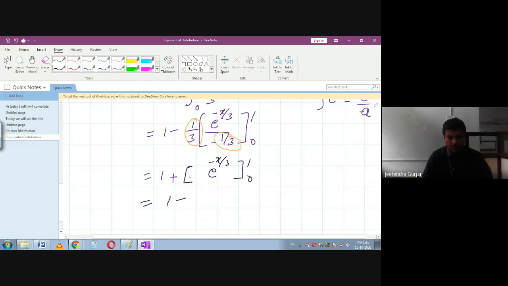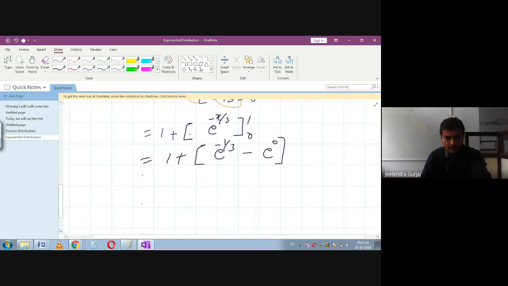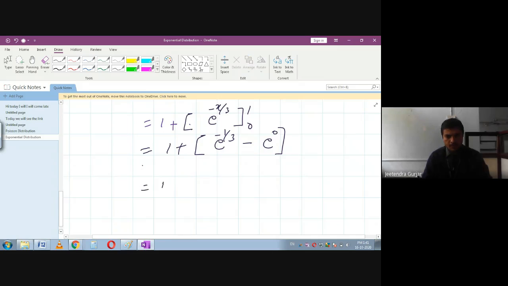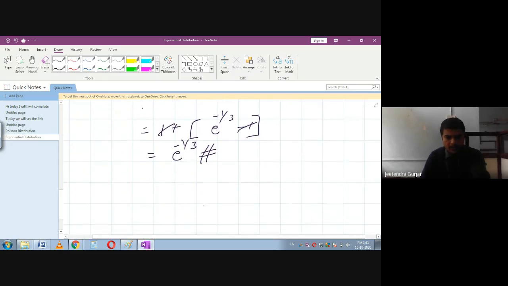This is equal to, students, 1 plus, first I will substitute 1, therefore e raised to minus 1 upon 3 minus e raised to 0. e raised to 0 is 1, students, so you can substitute 1 here. What we get is 1 plus e raised to minus 1 upon 3 minus 1. If we simplify, the plus 1 and minus 1 will get cancelled. The answer we get is e raised to minus 1 upon 3, students. Is it clear? Next, we'll go for the second one.